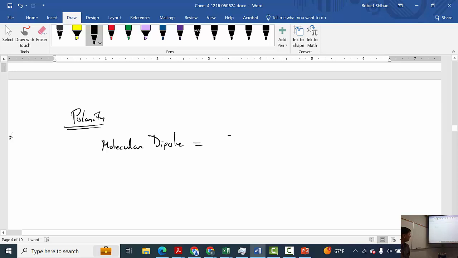The next thing we're going to look at is polarity. And so what we have is something called the molecular dipole. The molecular dipole is equal to the sum over 3 dimensions of the bond dipoles. Yeah, this is sigma for sum. What is that on top of it? 3 what? 3D, 3 dimensions. The sum of the bond dipoles over 3 dimensions.